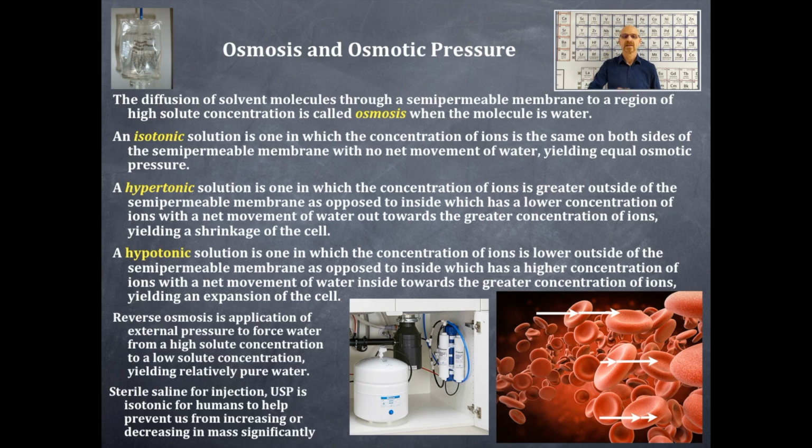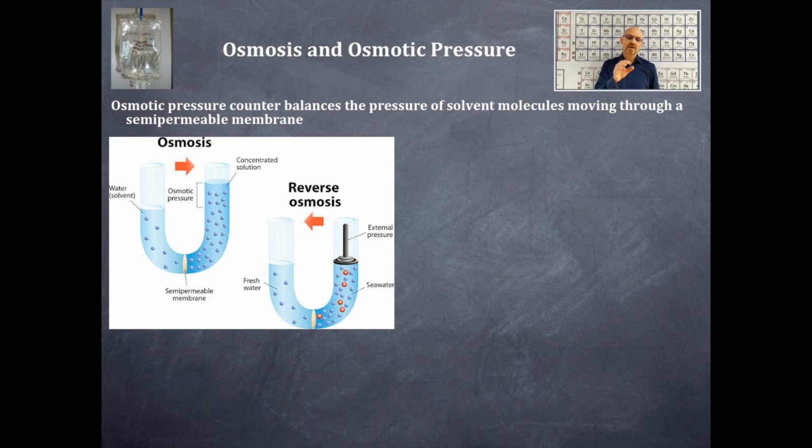So this is a picture of reverse osmosis and osmosis. Notice on the left-hand side with osmosis, the red arrow is showing the net movement of water from a low concentration to a high concentration of ions, and then you can see on the very top of that, where it's not equal in water level, the osmotic pressure. Reverse osmosis is applying pressure to that high concentration of ions to force the water through that semi-permeable membrane to the area where there are fewer ions.